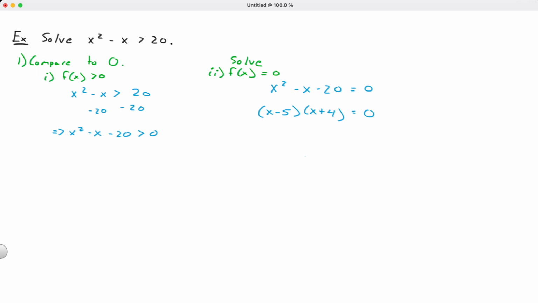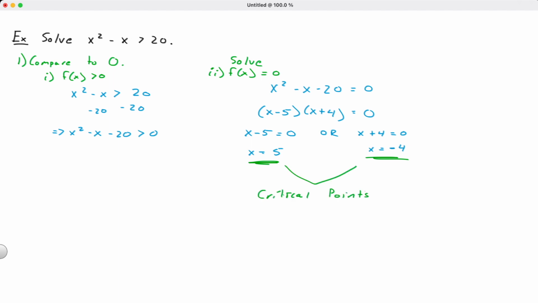And then we know by the zero factor property that this means that either one of those factors would have to be 0. So x minus 5 equal to 0 or x plus 4 equal to 0, which allows us to solve this as x equal to 5 or x equal to -4. And these values here represent our critical points.